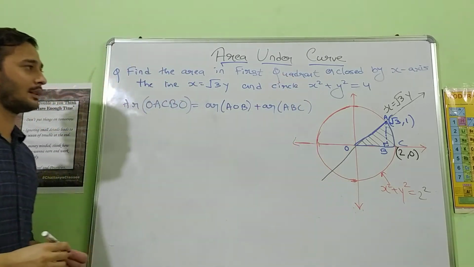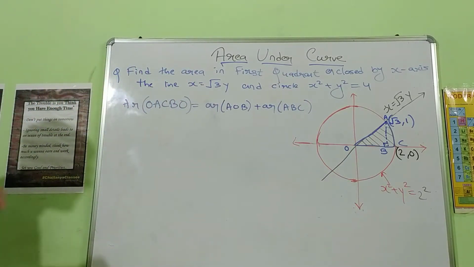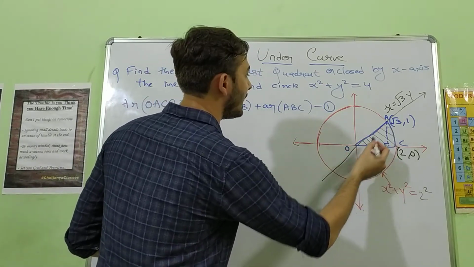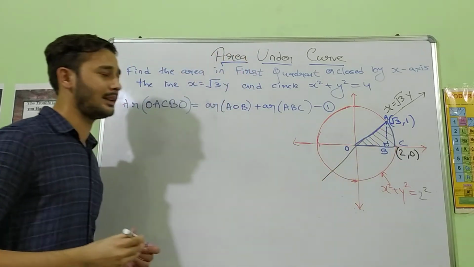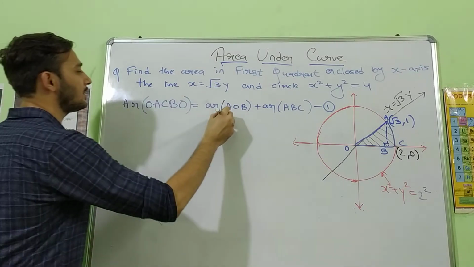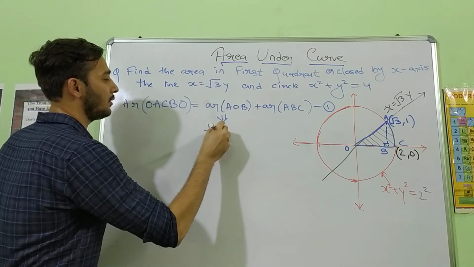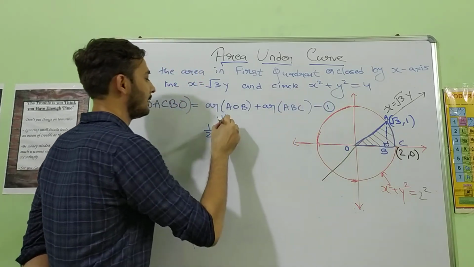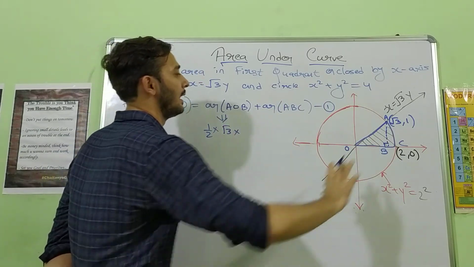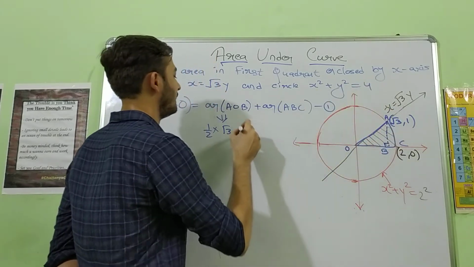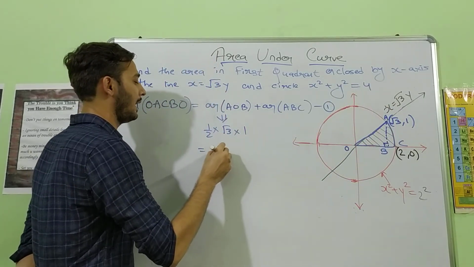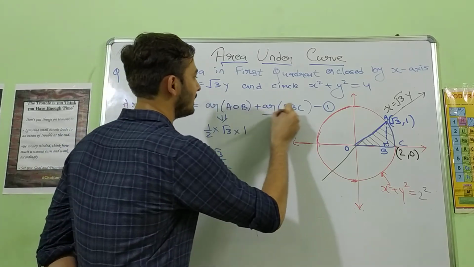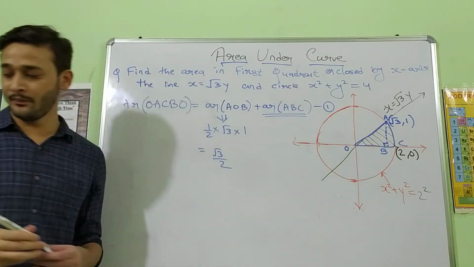Right. Now let this be equation 1. Now this area AOB is very easy to find. It is nothing but a right triangle, so this will be half into base. What is the base? The x coordinate is root 3 and the height is 1. So this area will be root 3 by 2. Right? Now the next part is area ABC.